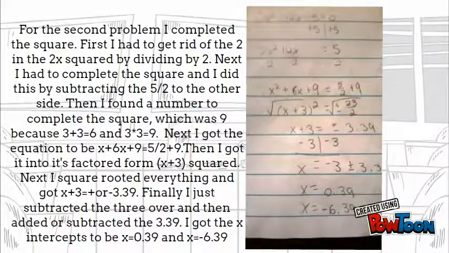Next, I got the equation to be x squared plus 6x plus 9 equals 5 over 2 plus 9. Then I got it into its factored form, which is x plus 3 squared. Next, I square rooted everything and got x plus 3 equals plus or minus 3.39. Finally, I just subtracted the 3 over and added or subtracted the 3.39. I got the x-intercepts to be 0.39 and negative 6.39.